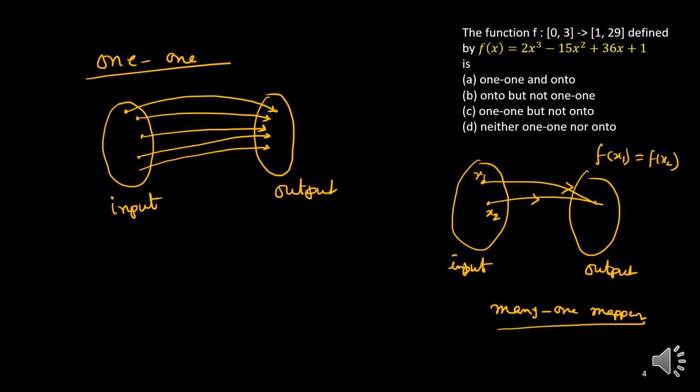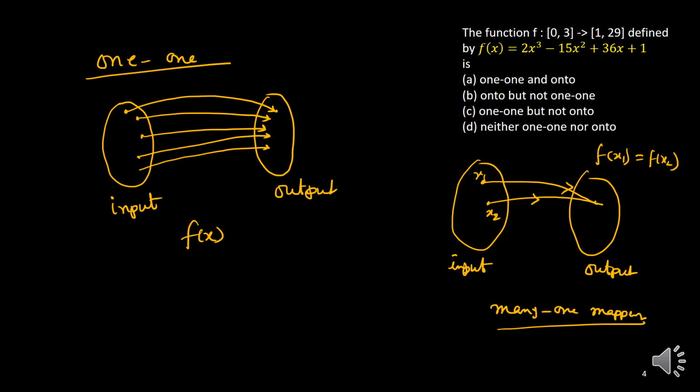So for 1-to-1 mapping, only one input is mapped to only one image in the output side. Then it is called 1-to-1 mapping. So how to ensure this? When will we get 1-to-1 mapping and when will we get many-to-one mapping for a continuous function f of x? If f of x is a continuous function, then we need to understand when we will get 1-to-1 mapping and when we will get many-to-one mapping.